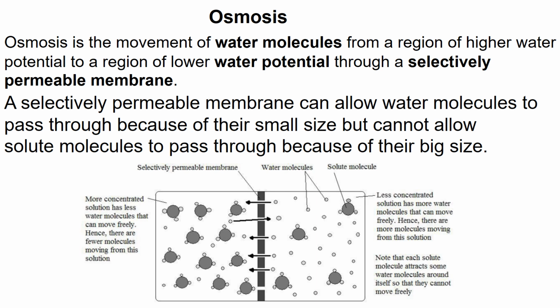As we can see here, there is an illustration of osmosis. Here we have high concentration, the other one we have less concentration. And here we have the selectively permeable membrane. So that is just an illustration on osmosis, of course.